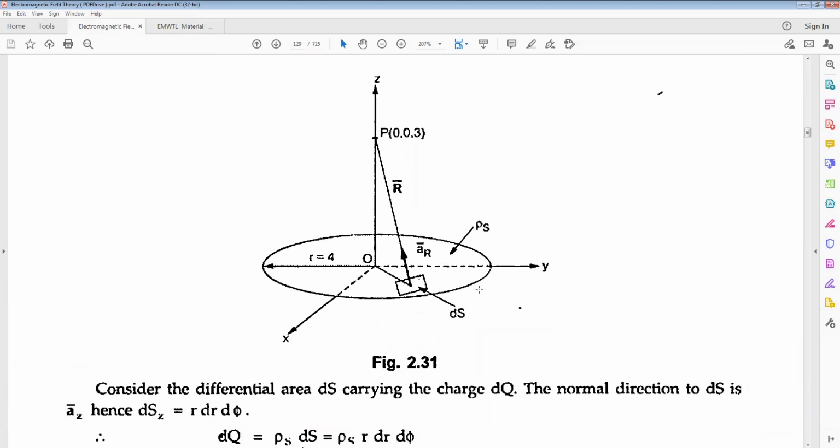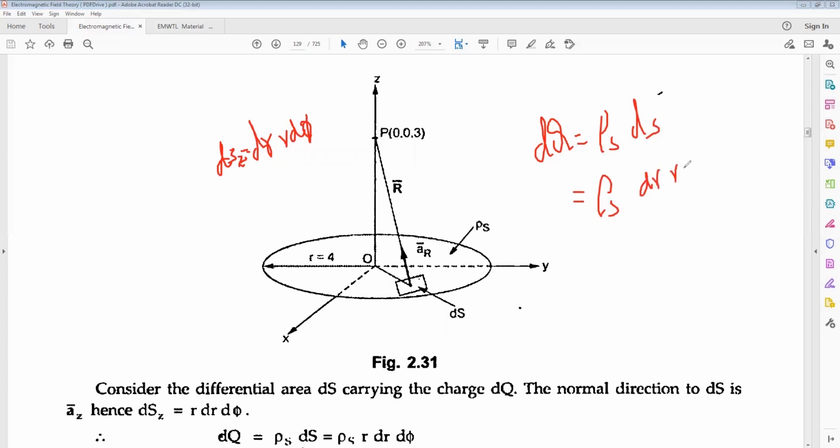The differential charge dq is equal to rho s into ds. This is a cylindrical coordinate system. We can observe the ds z bar, the differential surface area normal to the z direction. There is no z component, having only dr, r, and d phi. So dq is equal to rho s into ds, which is dr into r d phi. Got it, my dear friends?